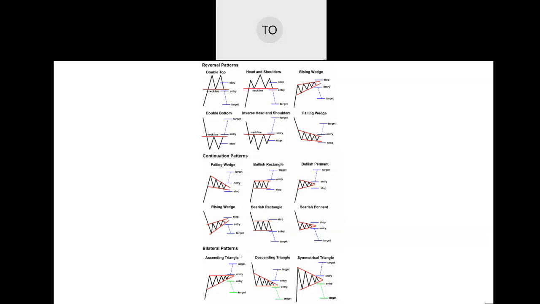Then we have the last bunch, which is called bilateral patterns, like an ascending triangle, because you're not very sure whether it's going to go up or down. All you know is it starts off by forming something like a wedge, yet by the time the wedge is done forming, it shoots up or shoots down because you're not too sure. Again, we have the descending triangle. Same thing, it can go up or down, and the last one, the symmetrical triangle.